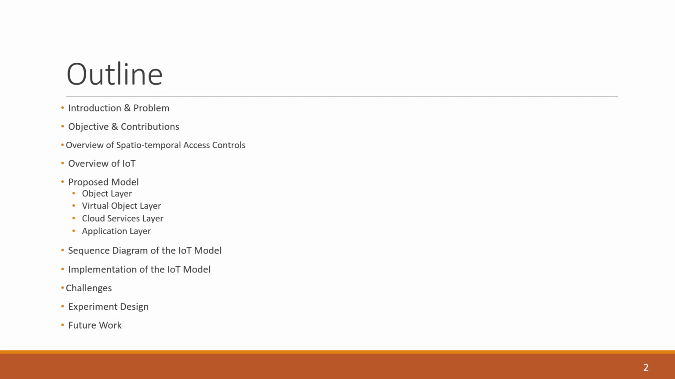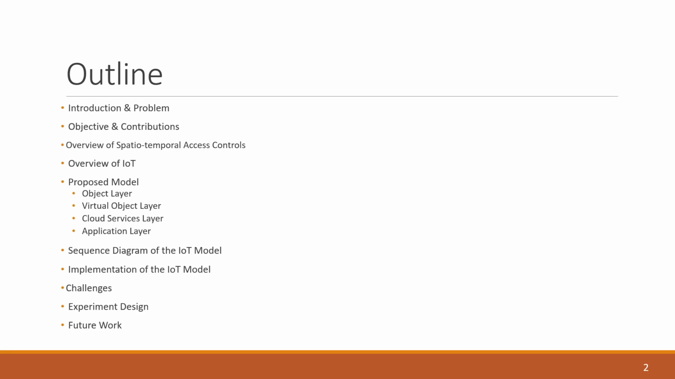Before we go into the project too much, I would like to go over an overview of what we'll be discussing here. So I'll go ahead and give you an introduction to the problem we're facing. Then I'll discuss the objective for this project and contributions I've made for it. After which I'll talk about what spatial temporal access controls are and how they're used here. I'll give an overview of IoT, and then I'll go ahead and discuss the proposed model in terms of the different layers that compose it.